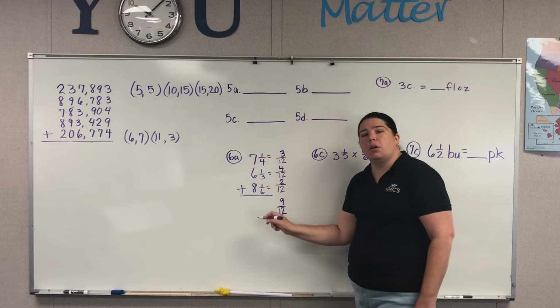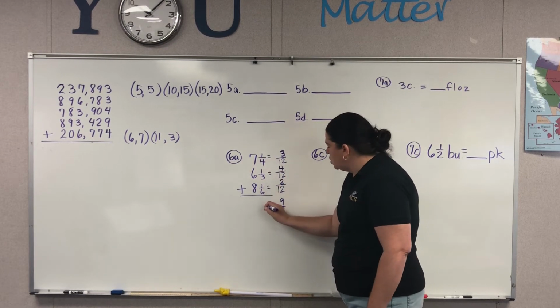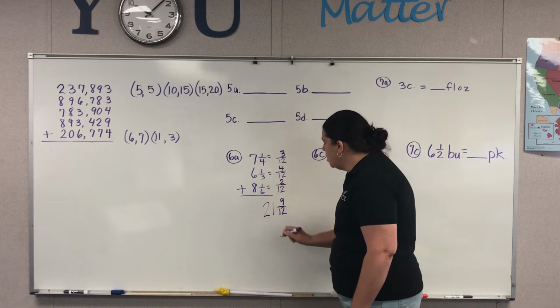Now we add our whole numbers. 7 plus 6 is 13, plus 8 is 21. Boys and girls, you know Mrs.